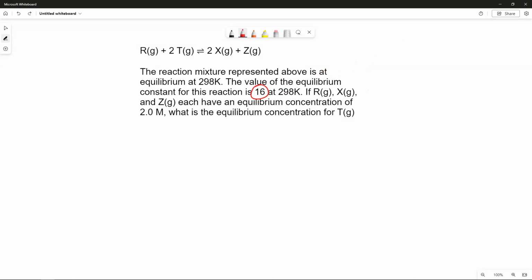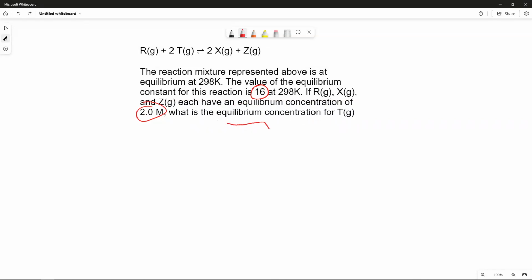All right. So if Rg, Xg, and Zg each have an equilibrium concentration of 2 molar, that's an important number to note, what is the equilibrium concentration for Tg? We're looking for T. Every time we hear equilibrium concentration, we know that we are looking to solve. We take a look at our equation and see that we're given all three of these as 2 molar and we're looking for T. In this scenario, we're going to have to set up an equilibrium expression, and we're solving for the equilibrium concentration.